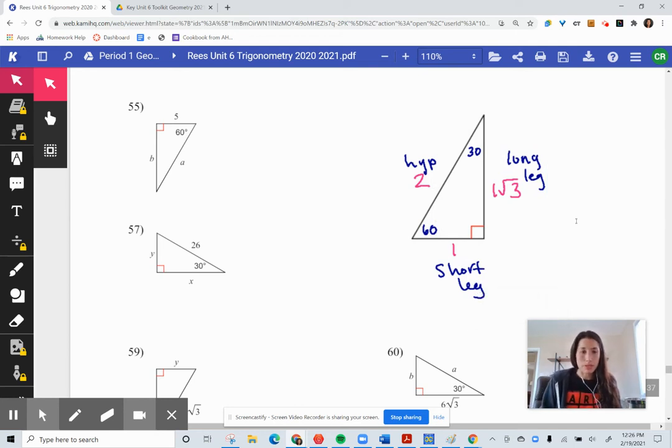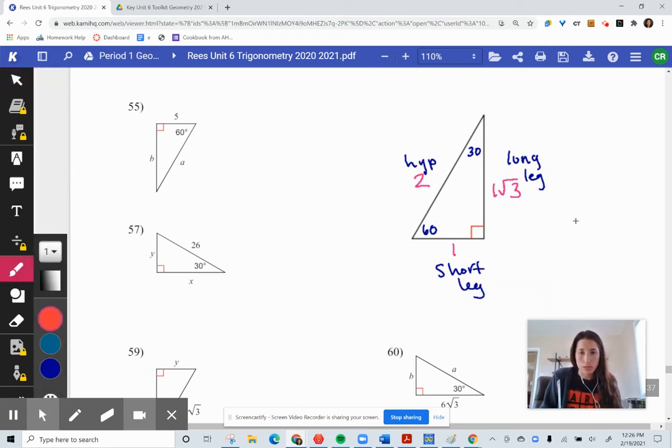Okay, so on a 30, 60, 90, we have our short leg, we have our long leg, we have our hypotenuse. And I always essentially go in between these two sides. Short leg to hypotenuse, you're either multiplying by 2 or dividing by 2. Short leg to long leg, you're multiplying by root 3 or dividing by root 3. So always find the short leg first if you don't have that to start with.